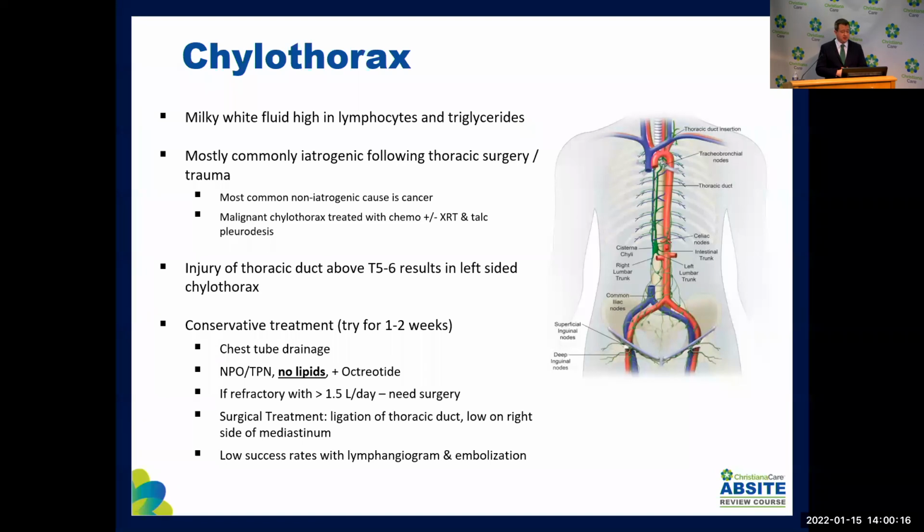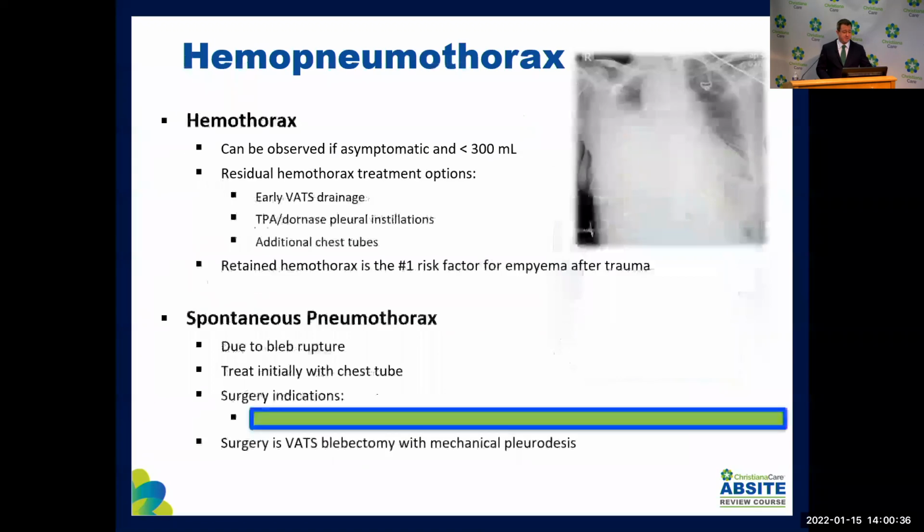It's usually low on the right side of the mediastinum. You can have the option of having IR try to bail you out, doing lymphangiograms and embolization. They really track it up through the feet. Very low success rates, but it is an option if you have a really hostile chest, where you don't want to go in and try to find the injury.